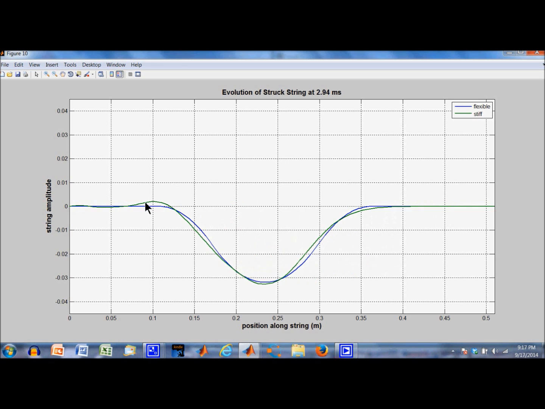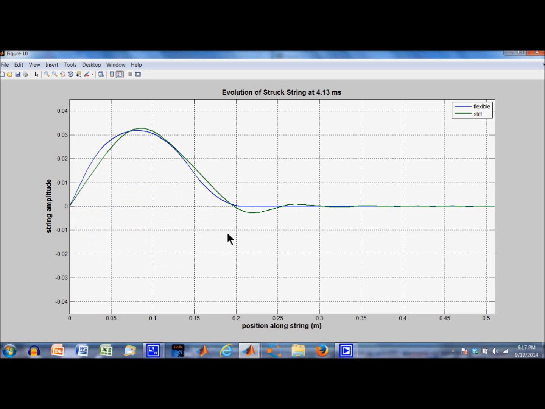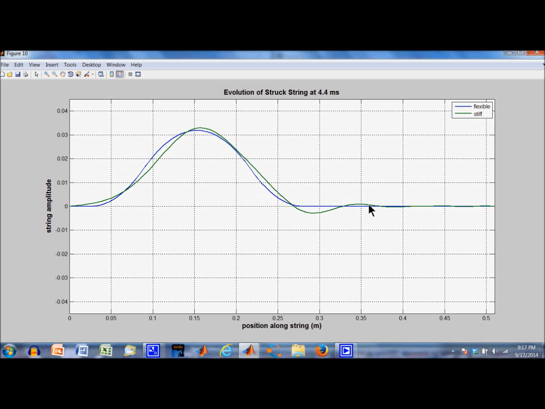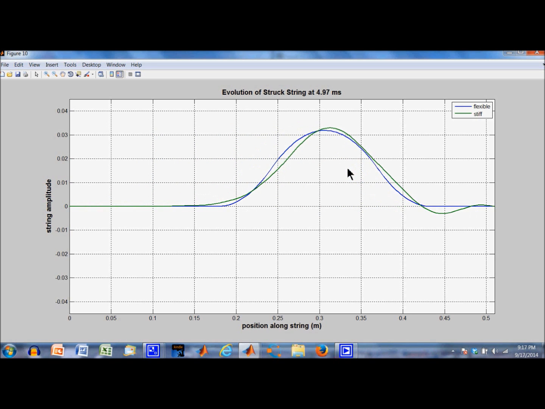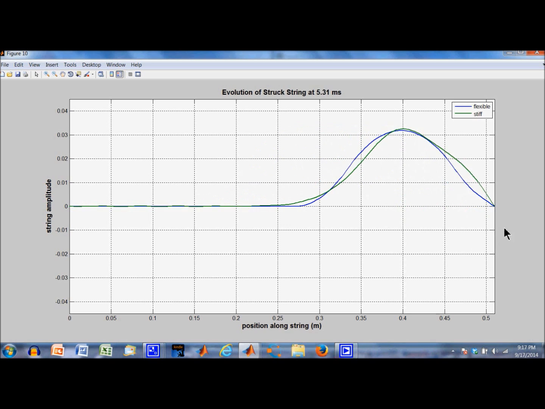You have a little bit of underdamped behavior right there too. Another reflection. Now we're getting more underdamped behavior. We've got a peak and a valley here. Also more of a lead in the stiff string. Another reflection.